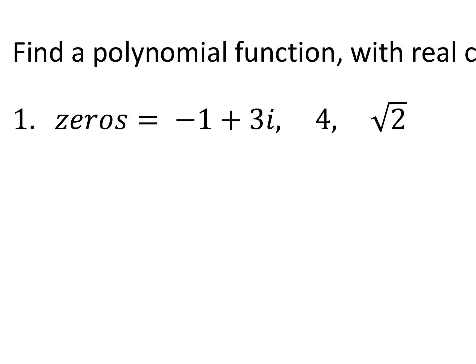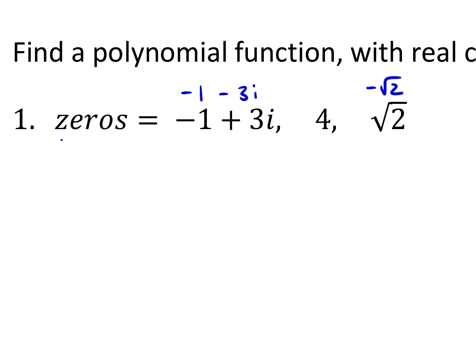So we know if we have a complex zero, they happen in conjugate pairs, so I would need its conjugate to also be a 0. So if I have -1 plus 3i, that means -1 minus 3i would also be a 0. Same with the square root of 2. If I have positive square root 2, negative square root 2 would also be a 0.